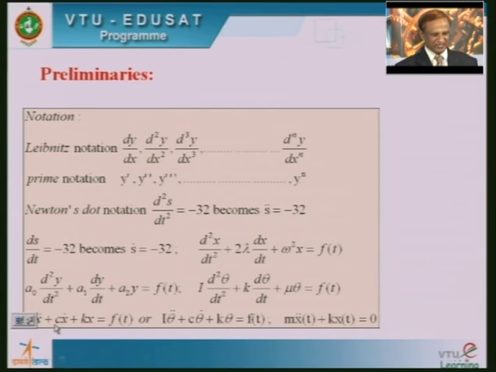Or you can write an equation like this, c into x single dot plus kx is equal to f of t. Is it clear? Or you can write I into theta double dot in Newton's dot notation plus k into theta is equal to f of t, or sometimes we can use this notation, m into x double dot of t plus k into x single dot of t is equal to 0.